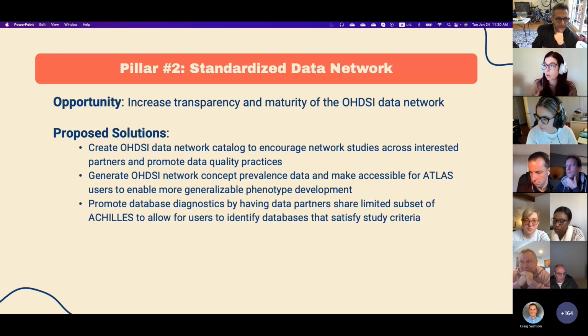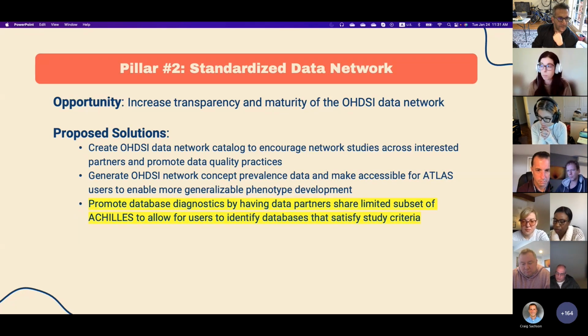We want to generate some sort of concept prevalence data so we understand, again, kind of speaking to what Anna is talking about, the landscape of concepts that are available within the OHDSI network. But the biggest one, and I think the one that we can really start to attack right now, is to promote data diagnostics by having data partners share a limited subset of ACHILLES. We're talking about data diagnostics, but these other 2 solutions are all going to come from this sharing of this small subset of the ACHILLES analyses. Everything else will flow from there, in my opinion.